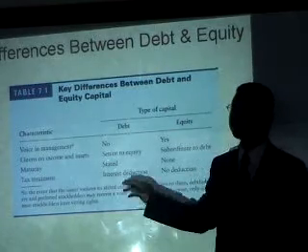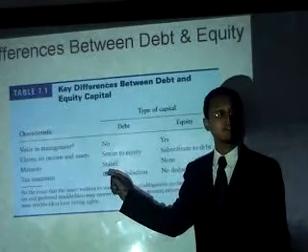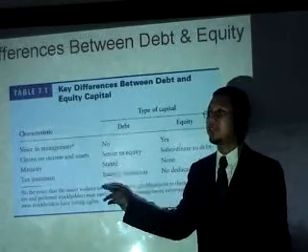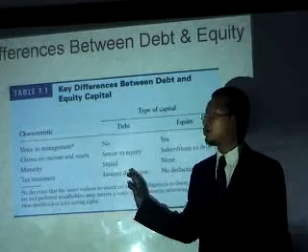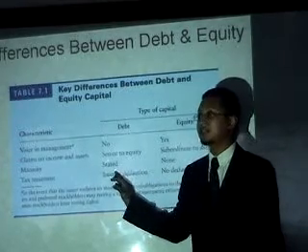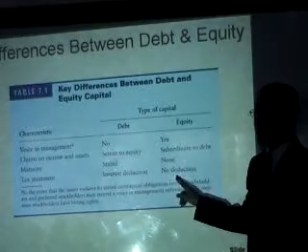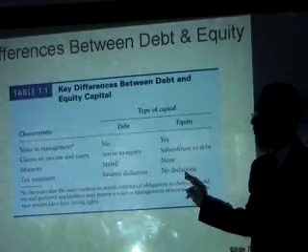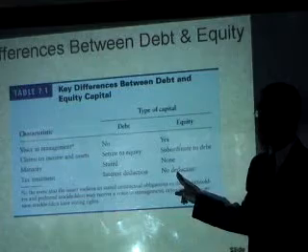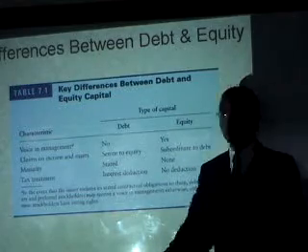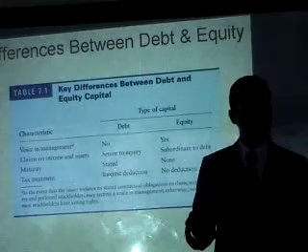So basically, interest has been deducted before you pay your tax. That's why it is interest deductible. You don't have to pay tax on the interest that you have paid. But for equity, there is no deduction for tax treatment. As you can see, we only pay the dividend after we have paid our tax.